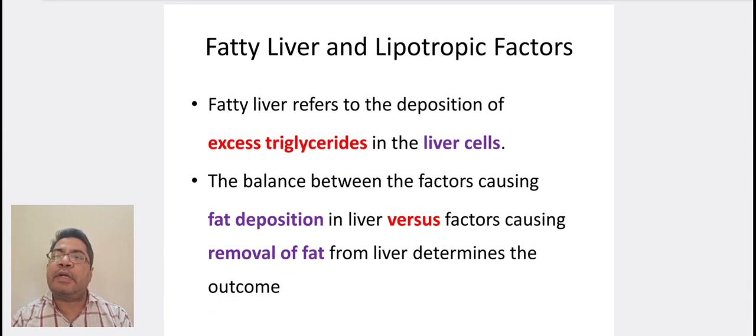Coming to fatty liver and lipotropic factors. Fatty liver refers to the deposition of excess triglycerides in the liver cells. The balance between the factors causing fat deposition in the liver versus factors causing removal of fat from the liver determines the outcome.